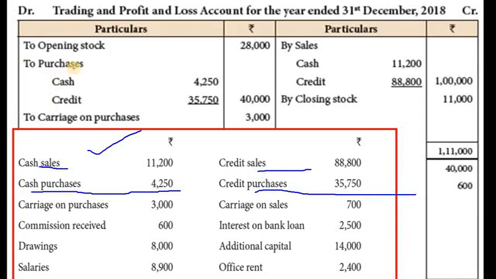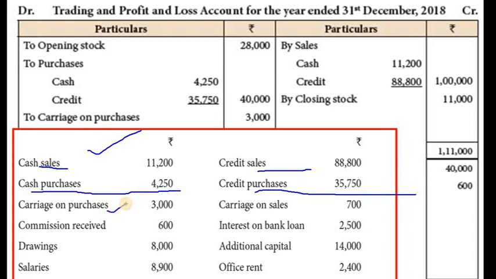In the trading account, we have to add both cash and credit purchases, and we have to deduct any returns amount if it is available in the problem. Similarly, on the credit side, we have to show both cash sales and credit sales, and we have to deduct any return amount if it is available in the problem.